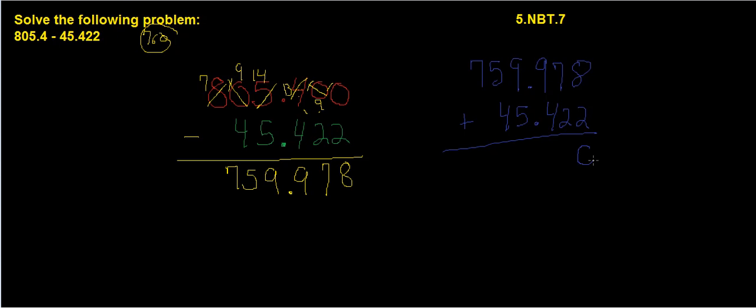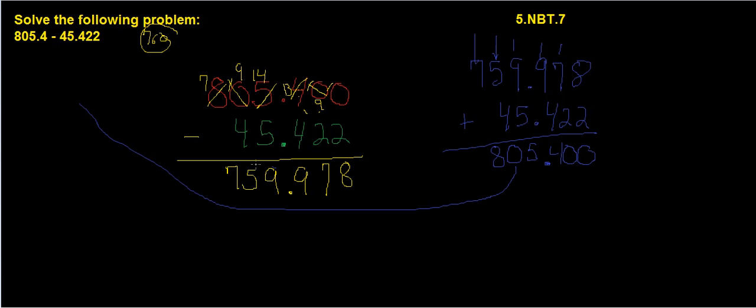8 plus 2 is 10. Carry the 1. 1 plus 7 is 8, plus 2 is 10 again. Carry the 1. 1 plus 9 is 10, plus 4 is 14. Carry the 1. 1 plus 9 is 10, plus 5 is 15. Carry that group of 10. 1 plus 5 is 6, plus 4 is 10. Carry the 1. 1 plus 7 is 8. Hey, look at that. It gives us our original number, 805 and 4/10. Oops, ran out of room there.